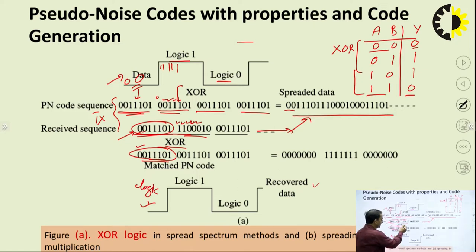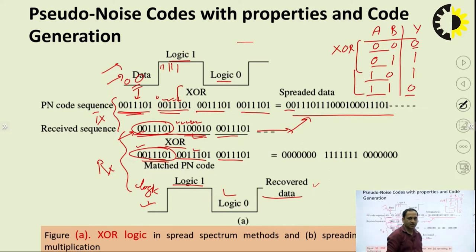Now, when we have the spreaded data opposite of the PN sequence and we perform the XOR operation, obviously when we have 0 and 1 or 1 and 0, we get 1. So, when this one and this one are inverted, the output will be logic 1. The same thing applies when we have the PN code here and the same sequence here, then logic 0 will be there, and so on. In this way, we observe the recovered data which was transmitted at the transmitter. So, this is the receiver section, at which we get the expected data.